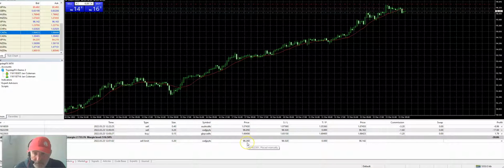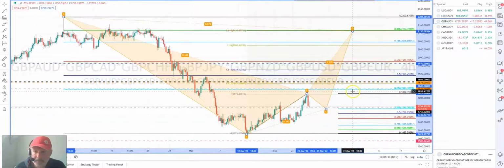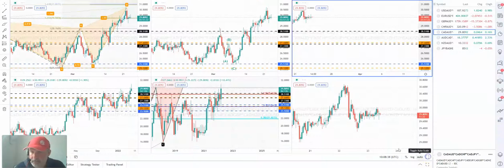96.05. I've also got a sell trigger at 96.26, with pretty tight stops. 96.52 are the stops. If we go to CAD, this is a single currency CAD.